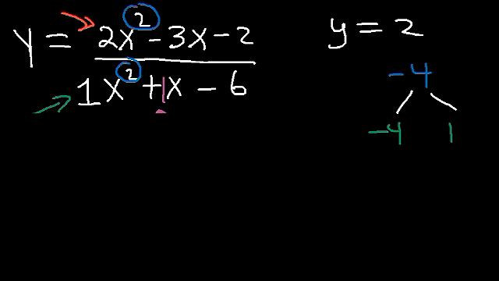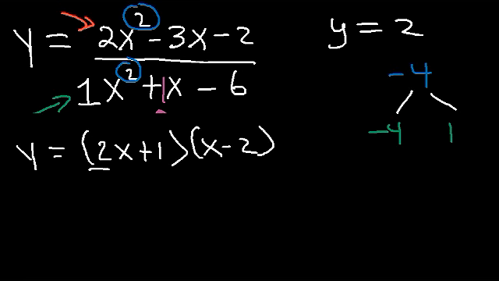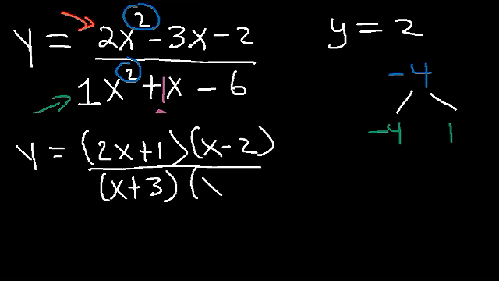So y is equal to 2x plus 1 times x minus 2 divided by x plus 3 times x minus 2. So now that it's in factored form, we can now find the vertical asymptote. So what do you think the vertical asymptote is? Is it going to be 2, negative 3, or something else?